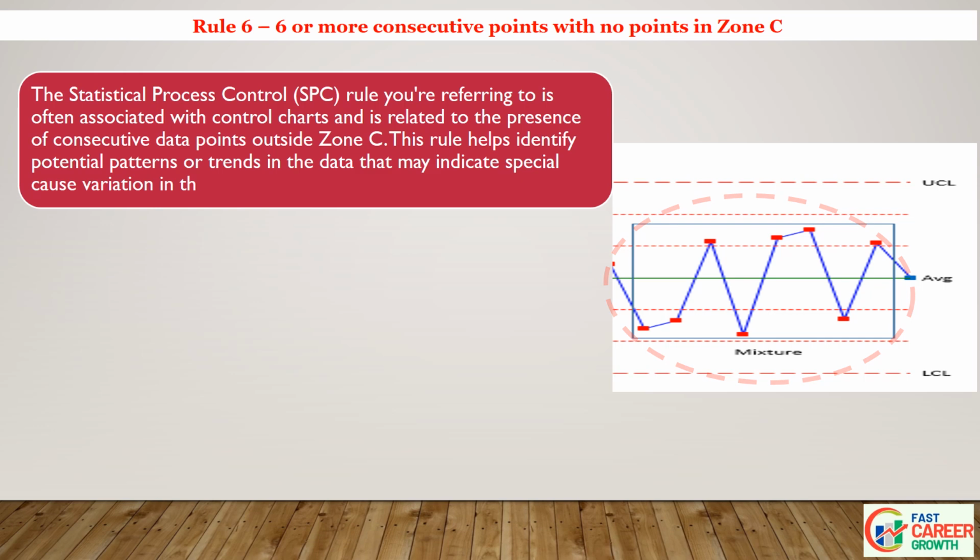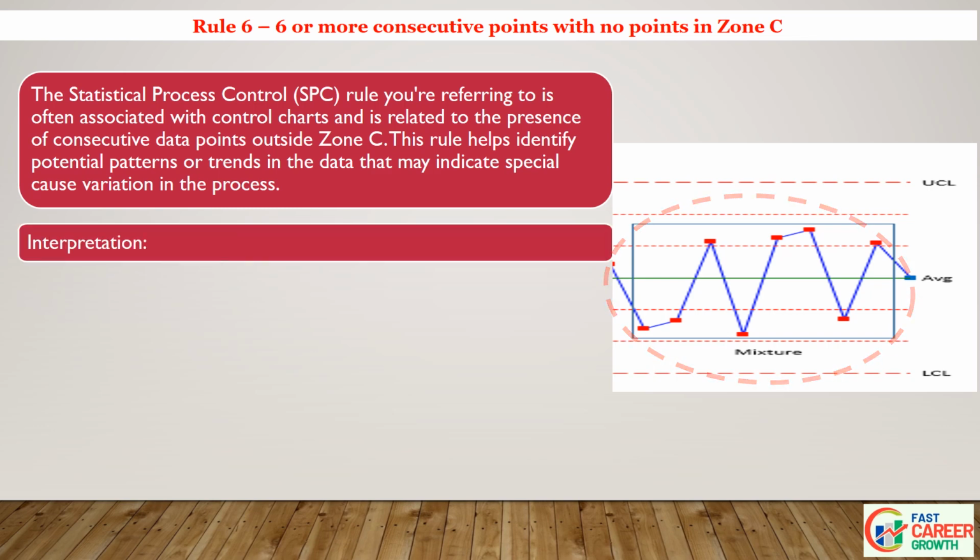This rule helps identify potential patterns or trends in the data that may indicate special cause variation in the process. When you have a control chart with consecutive data points falling outside Zone C, either above or below the center line, for 6 or more consecutive points, it suggests a potential shift or trend in the process.